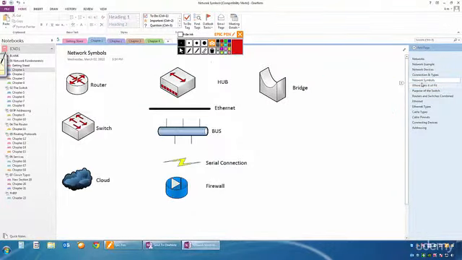So these network symbols are something you need to get used to. Eventually they'll come to you. But the router, the switch, the cloud, the serial connection, the Ethernet connection, each means something. When I draw those symbols, it means something. You know how I'm connecting them.